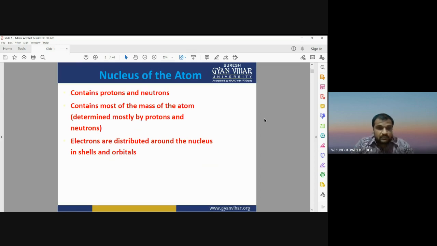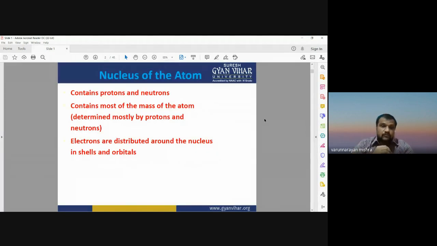So the binding energy between the nucleus and the electron makes the electron revolve around the nucleus. Because the electron is negatively charged, and in the nucleus the proton is positively charged, whereas the neutron has no charge, it's neutral. Electrons are distributed around the nucleus in shells and orbits. Electrons are not in the same orbit, but there are multiple orbits, multiple shells. There may be more than one electron, 2, 3, 5, any number of electrons may be there.